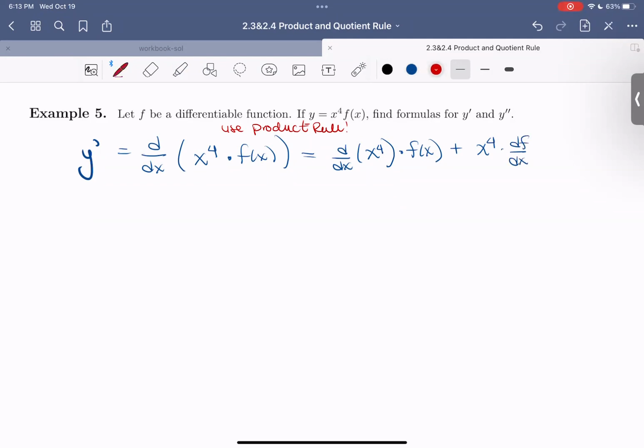So now let's see if we can compute further any of these subderivatives. So we see the derivative with respect to x of x to the fourth. We can do that because it's just a power rule. So that is 4x cubed. So this just then becomes 4x cubed times f of x plus x to the fourth f prime. And I've just rewritten this df dx a little simpler as f prime.